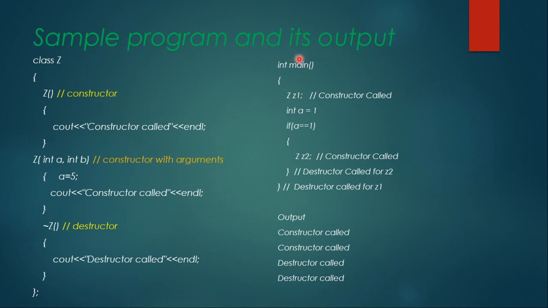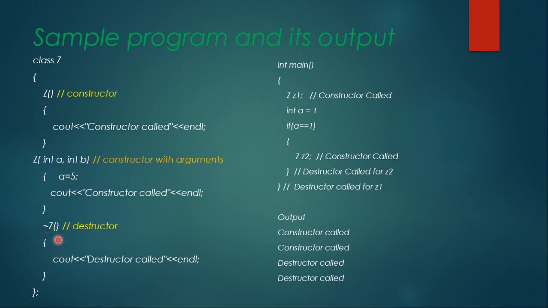A sample program is given and its output is also given. Consider the class Z. After opening the brace, Z is the constructor, class name Z, constructor name Z. The content of the constructor is cout "constructor called" endl, just to say that the constructor is called. Then Z(int a, int b) is a constructor with arguments. Here we assume some variables for a and b, and then display some value. We can write any C++ code inside the constructor. Then the tilde symbol Z is the destructor.